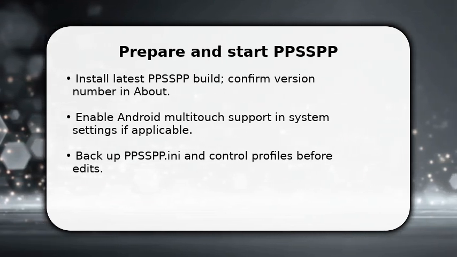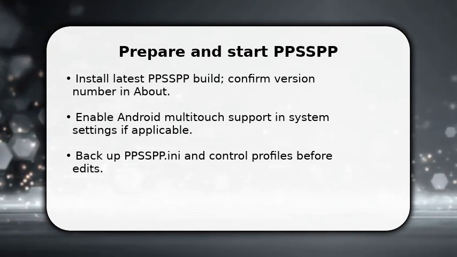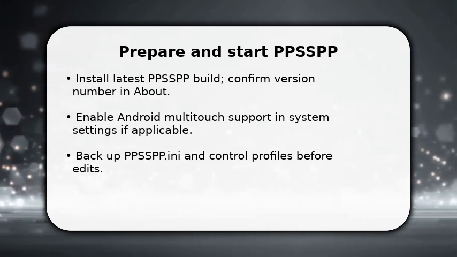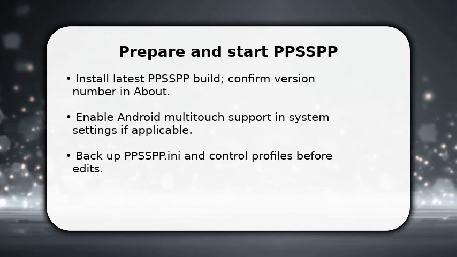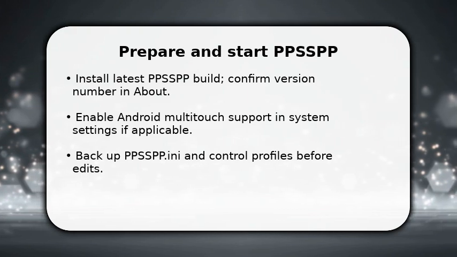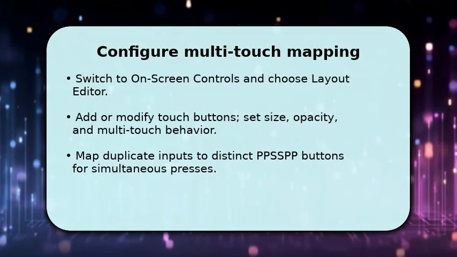If on Android, enable System Multi-Touch and grant input permissions. Once done, prepare a test ISO and keep a second device or touchscreen handy so you can validate touch responses immediately after each change. Now configure on-screen controls.